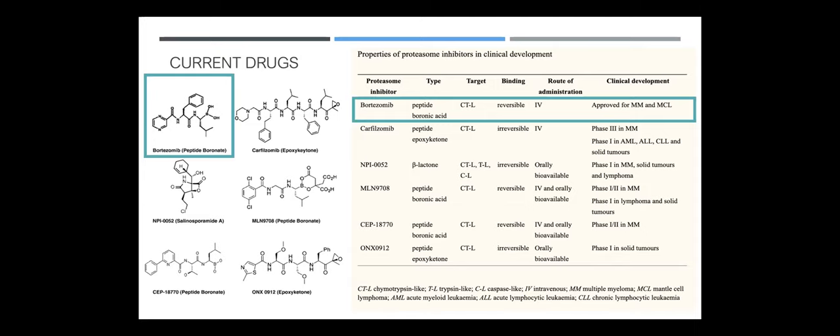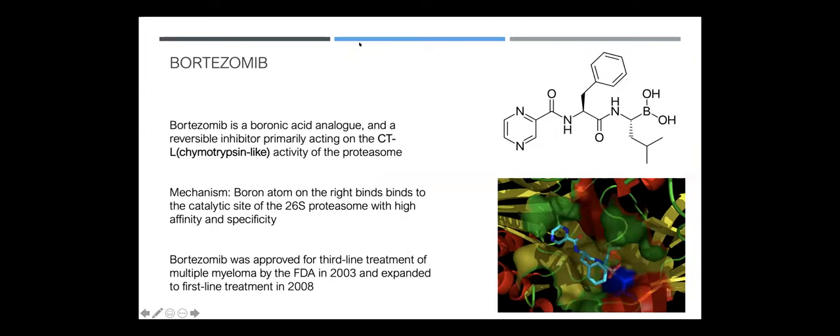Moving on, bortezomib has a mechanism that acts on the CTL chymotrypsin-like activity, as I said before. It looks like a boronic acid analog, so it has a boron atom over here. This boron atom binds to the catalytic site of the proteasome with high affinity and specificity. When it attaches, it inhibits that function, and the paraprotein accumulates. So it is good for suppressing tumor growth.